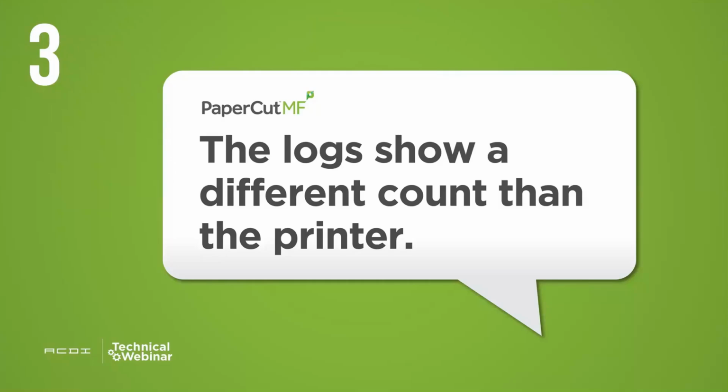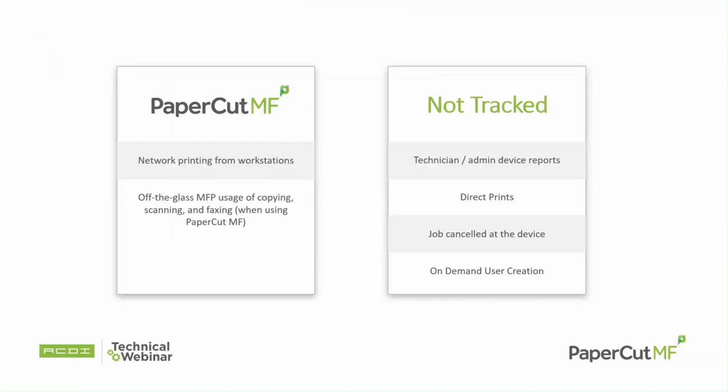Question number 3. The logs show a different count than the printer. PaperCut tracks usage performed by users, including network printing from workstations, and off-the-glass MFP usage of copying, scanning, and faxing, of course with PaperCut MF. There are some types of usage that may not be tracked by PaperCut, performed by individual users, and that could include technician and admin device reports like configuration reports, meter count reports, that type of thing.